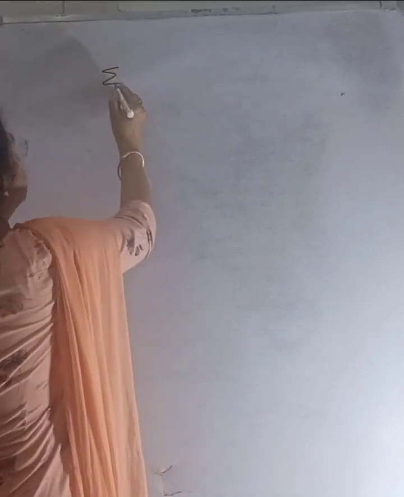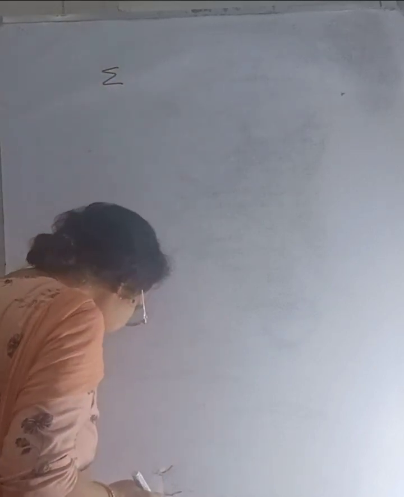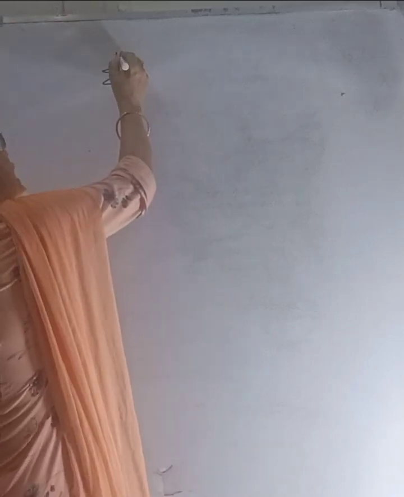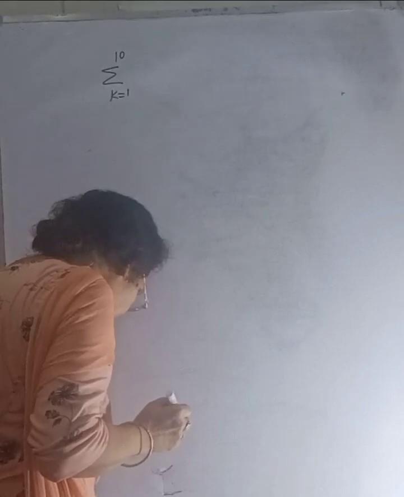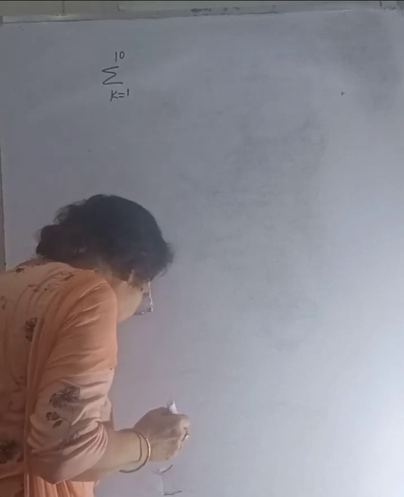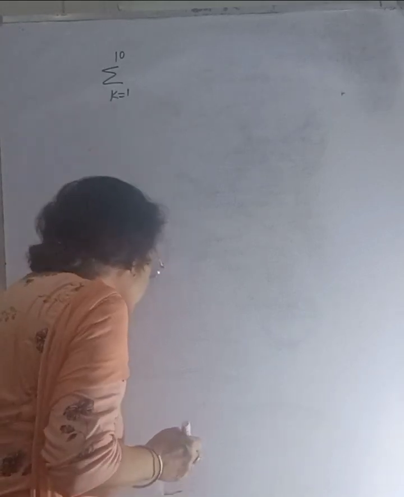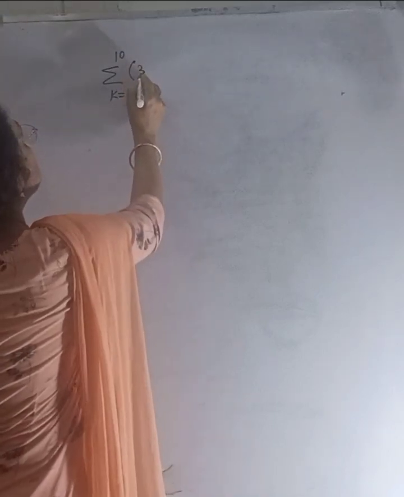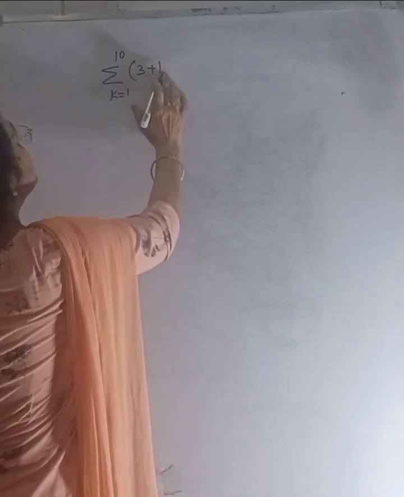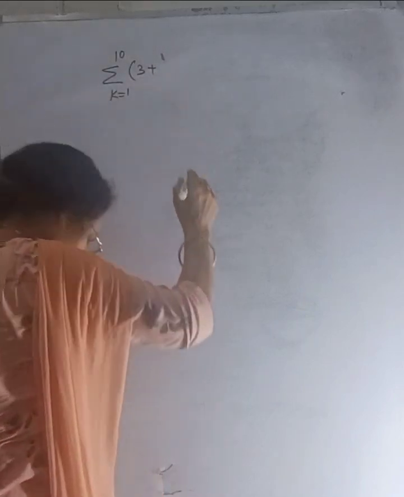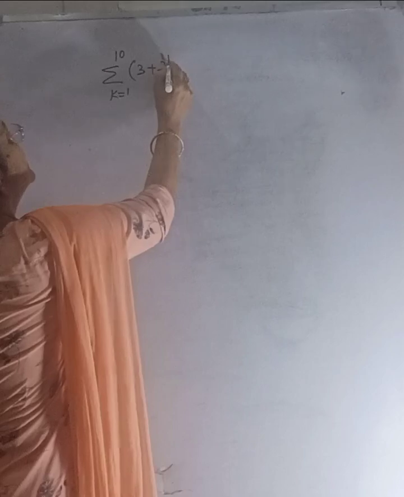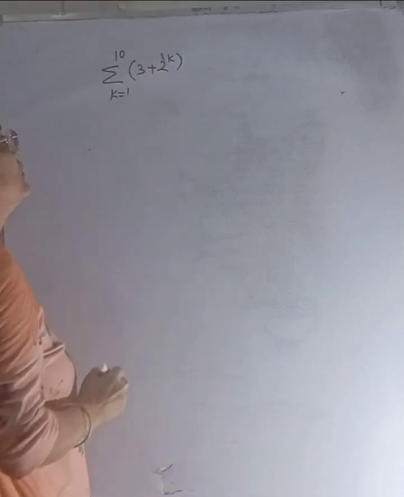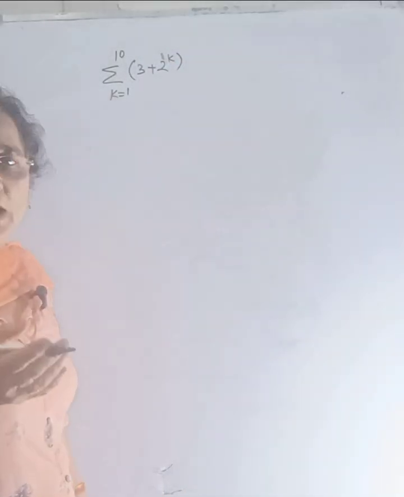Sigma with k as a suffix varying from 1 to 10, bracket 3 plus 2 to the power k. The sum is to be obtained. 2 to the power k, yes. We have to find the value of this.